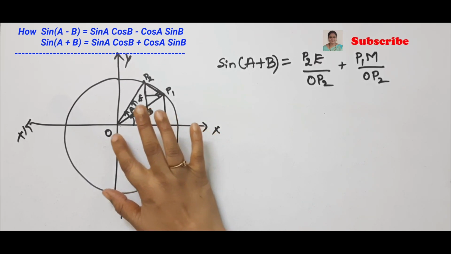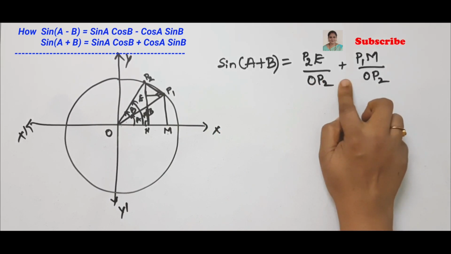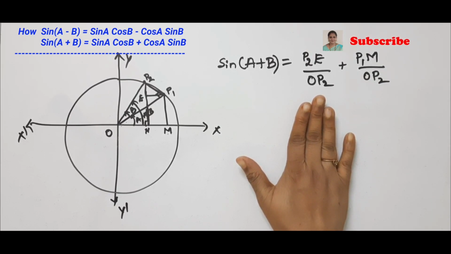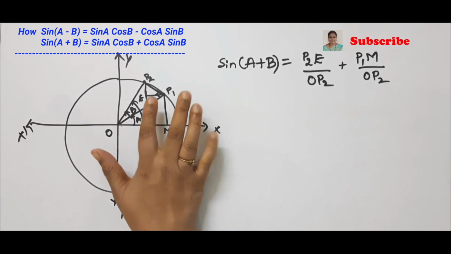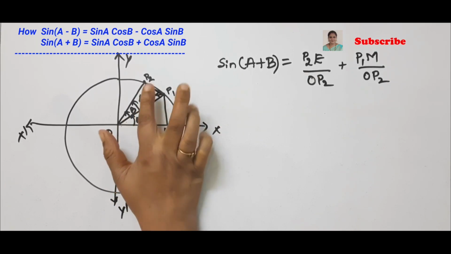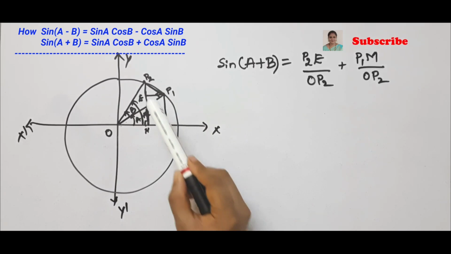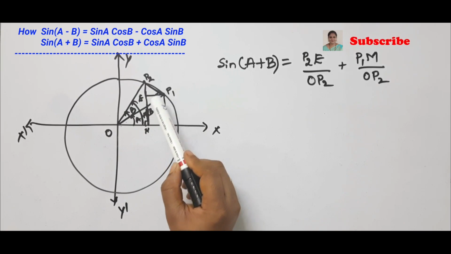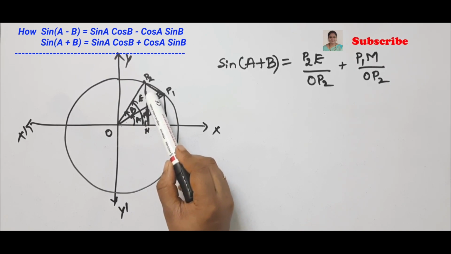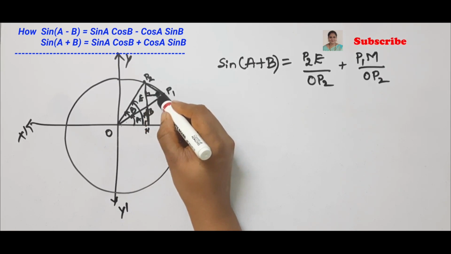So using this triangle OP2N, we got sine of A plus B is equal to P2E by OP2 plus P1M by OP2. Now we have to calculate P2E by OP2 using the triangle, as E is here, is it not? P2E is nothing but the length of this triangle, P2E P1. So we have to use this triangle. If we want to use this triangle P2E P1, we need this angle, and as well as this angle. This angle we already have in our hand. It is 90 degrees, is it not? So this is clear. This whole angle is 90.